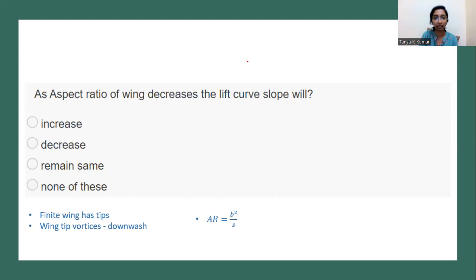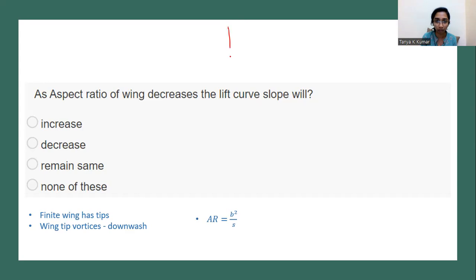So what happens when the aspect ratio decreases, that is, the wingspan decreases? When the wingspan decreases, a larger portion of the wing is exposed to these wingtip vortices and downwash, and then the lift decreases. So for the same angle of attack with a lesser aspect ratio, the lift produced would be less. So what does that mean?